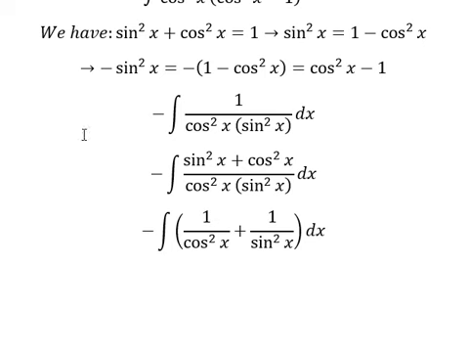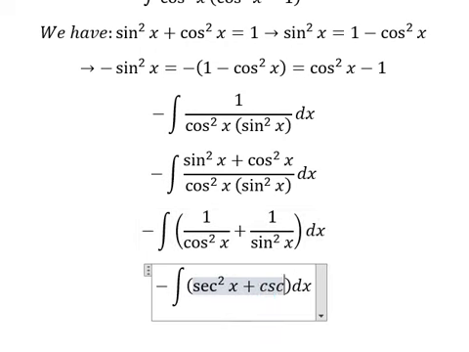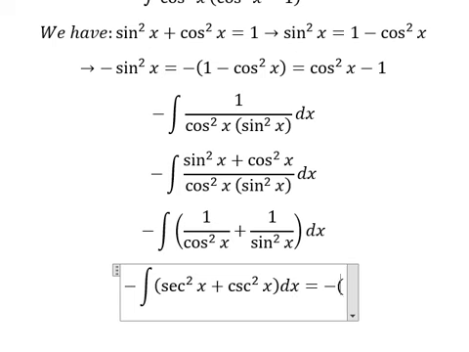So this one that is about secant of x squared. This one that is about cosecant of x squared. And now we have the final answer.